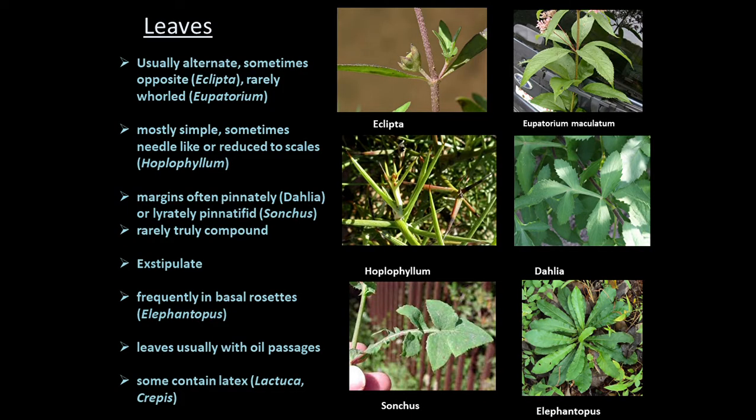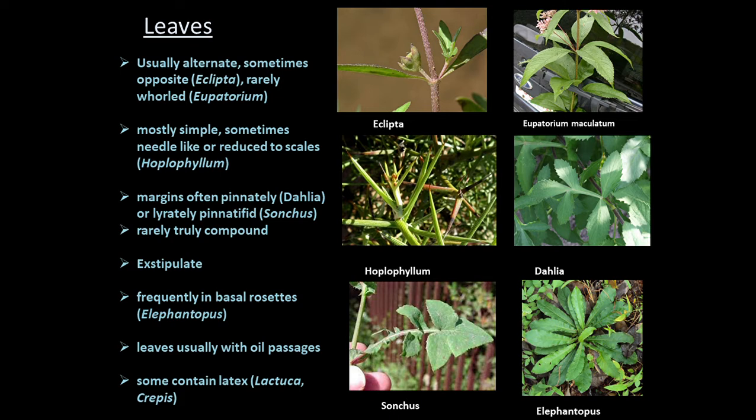Next is about its leaf characters. The majority of Asteraceae members show alternate leaf arrangement, sometimes opposite, as in Eclipta. In Eupatorium maculatum, it shows whorled leaf arrangement. Most members show simple leaves, but in Hoplophyllum the leaves are needle-like or reduced to scales. Leaves are often pinnately compound as in Dahlia, or lyrately pinnatifid as in Sonchus. Rarely truly compound. Exstipulate, that is, the absence of stipules.